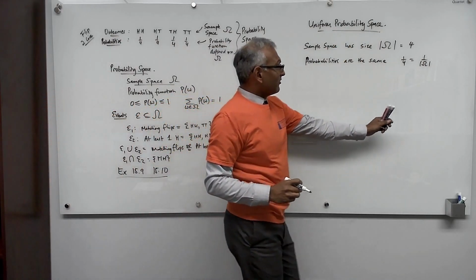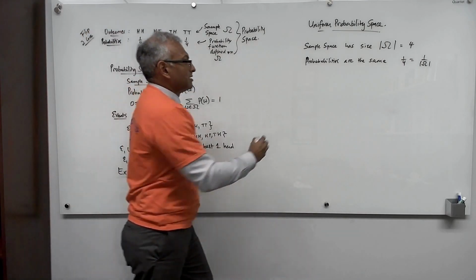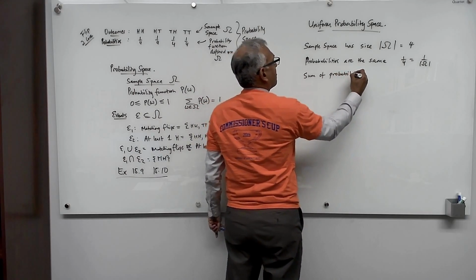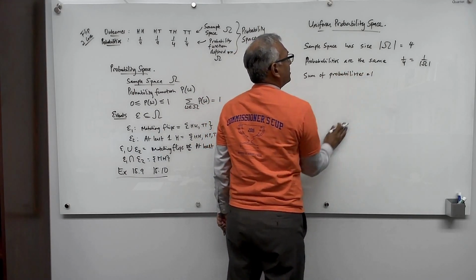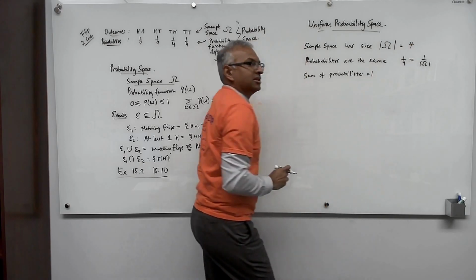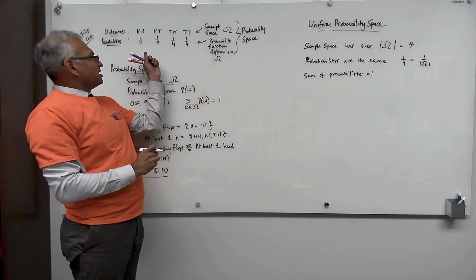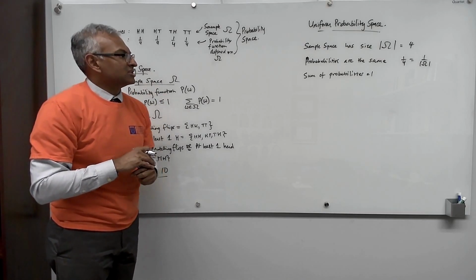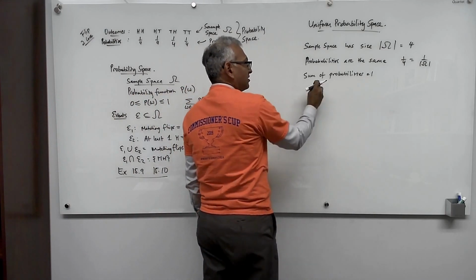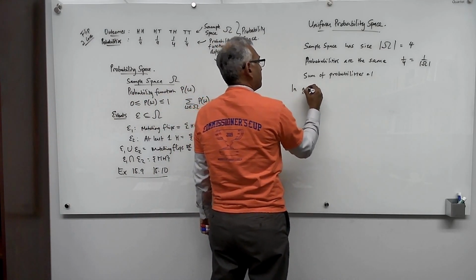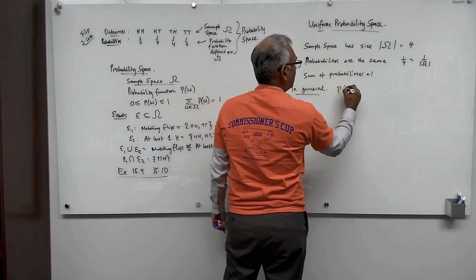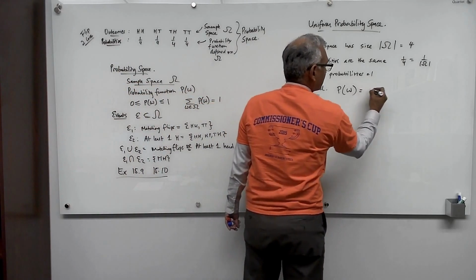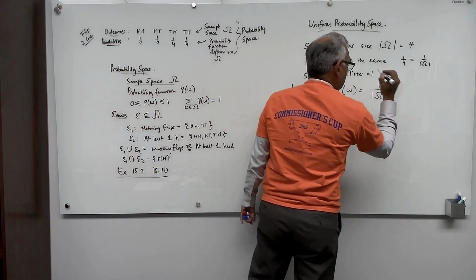Why? Because the sum of the probabilities equals 1, so the only way that the sum of 4 probabilities can be 1 if they're all equal is if each of them is 1/4. And that's true in a general uniform probability space. So the sum of the probabilities is 1. This implies that in general, the probability of an outcome in a uniform probability space is exactly 1 over the size of the probability space.